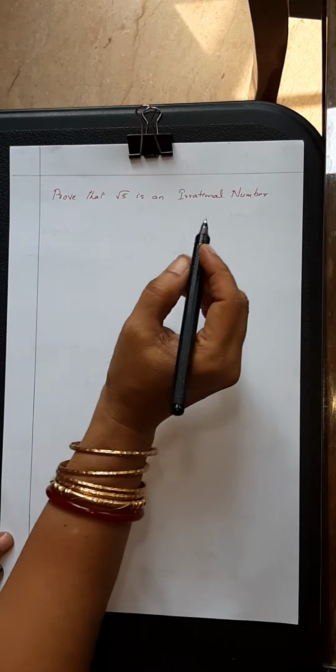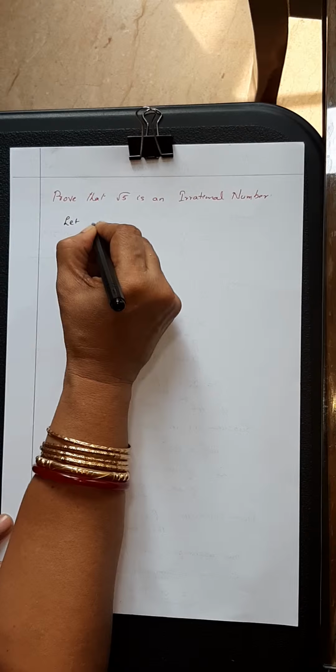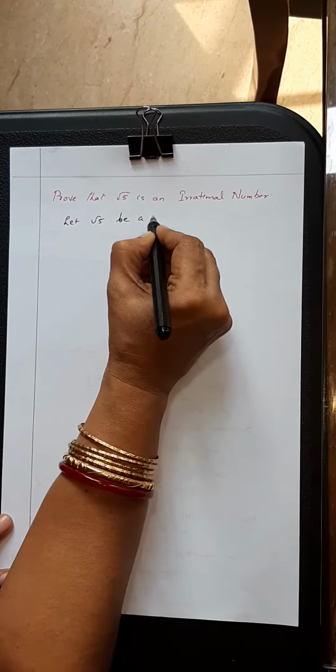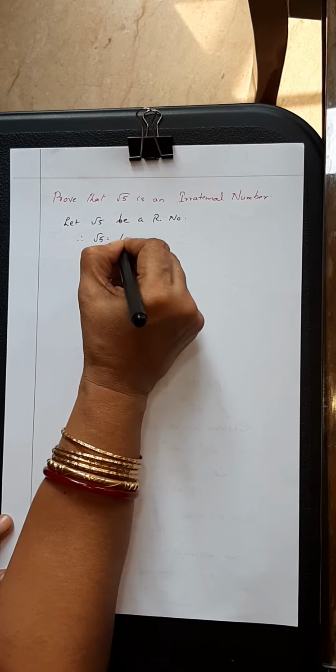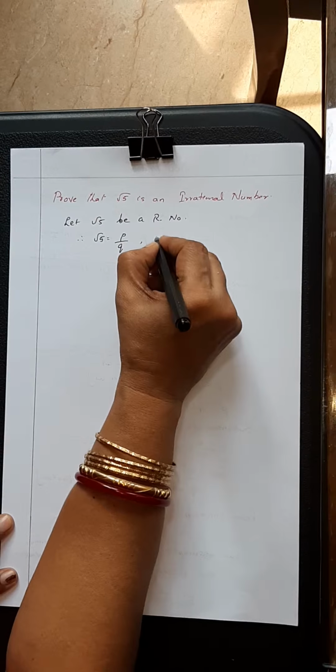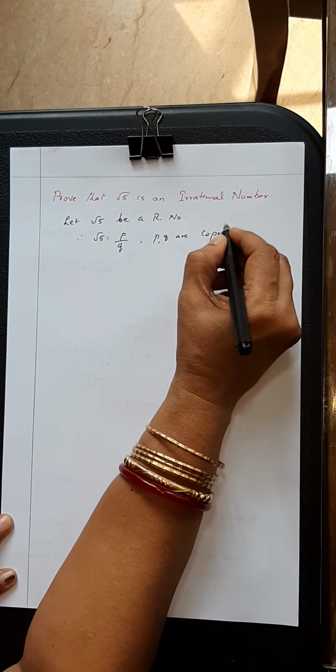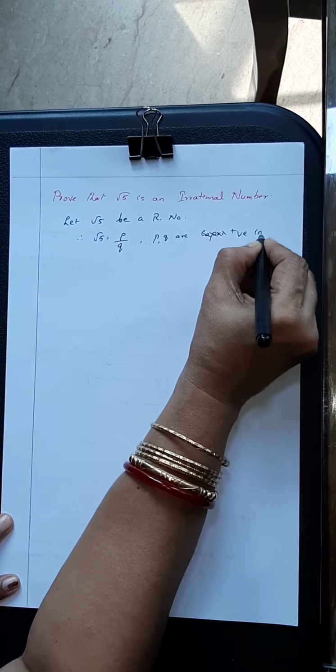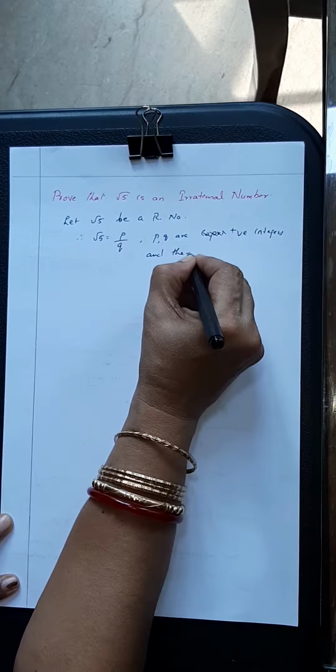Prove that root 5 is an irrational number. We are going to use the same method as what we did for root 2. So let us assume root 5 to be a rational number. Therefore root 5 is equal to p by q, where p and q are positive integers, and they are co-prime.